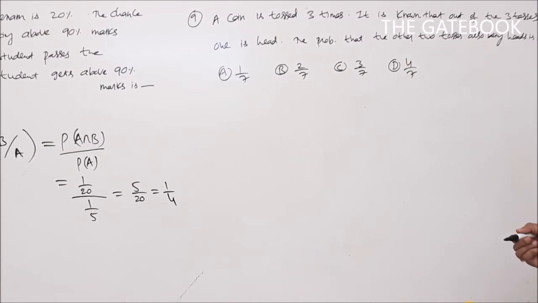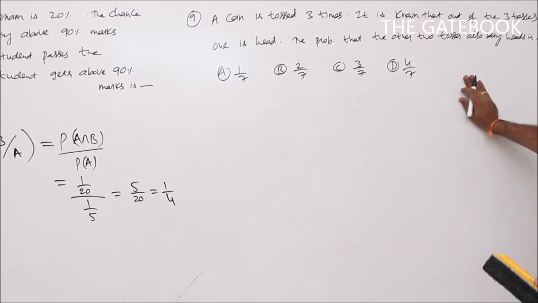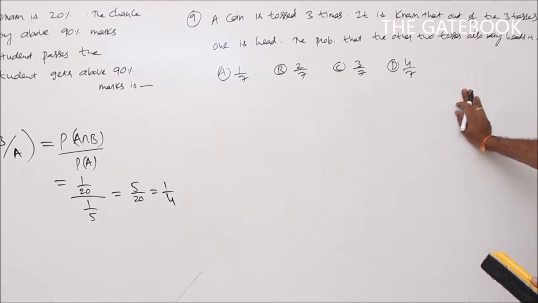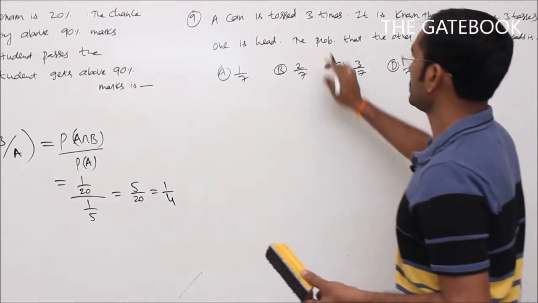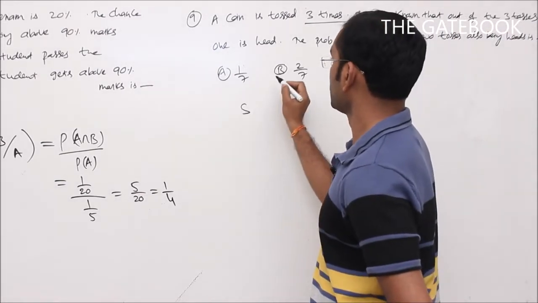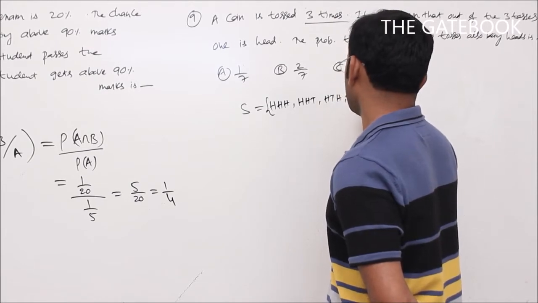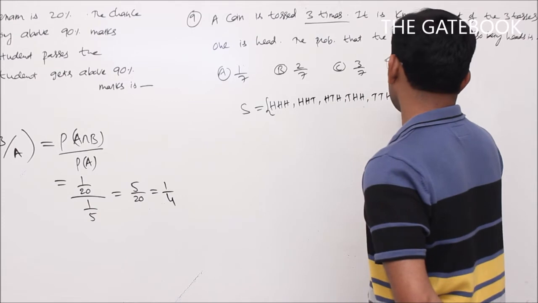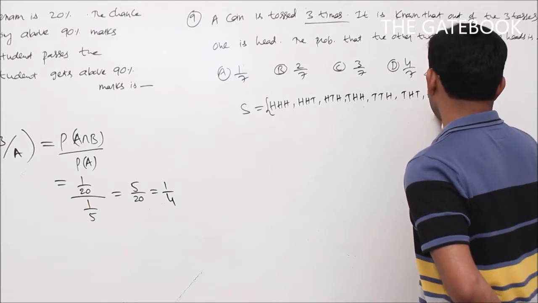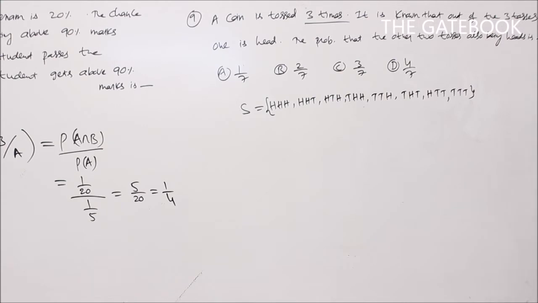A coin is tossed 3 times. It is known that out of the 3 tosses, one is head. The probability that the other two tosses also being heads is, so a coin is tossed three times. What is the corresponding sample space of that coin? It will be like this: HHH, HHT, HTH, THH, TTH, THT, HTT, and finally TTT. This is the sample space of a coin tossed three times.